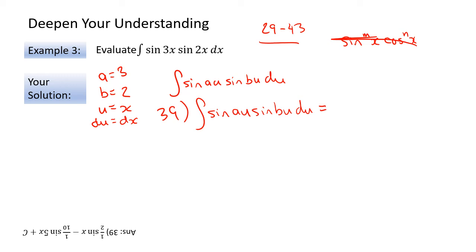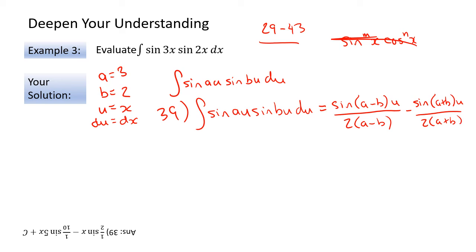So the integral of this, according to our table, is the sine of a minus b times u, divided by 2 times a minus b, minus the sine of a plus b times u divided by 2 times a plus b. So the key difference between these two is one is adding the two a and b terms together, one is subtracting them. So now knowing what a, b, and u are, we can simply substitute them in.